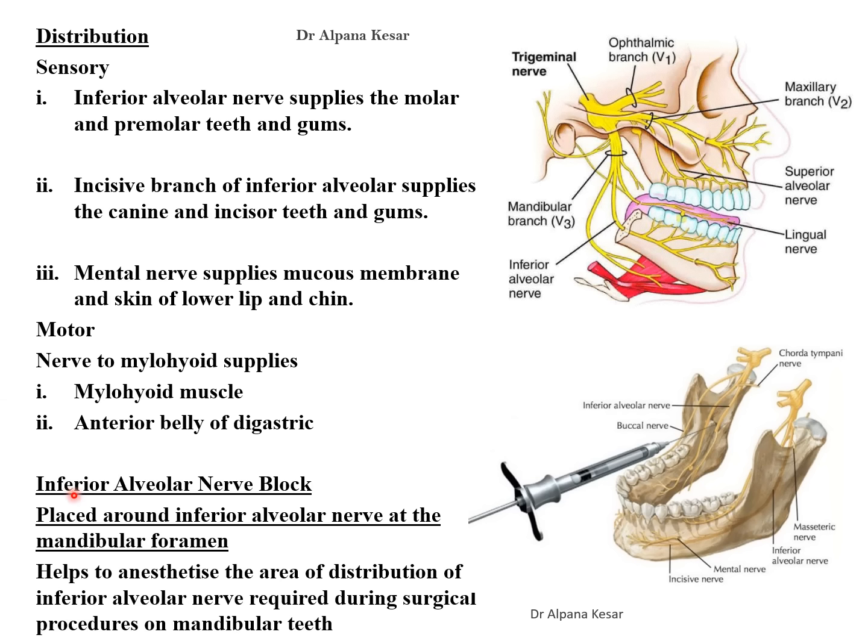Inferior alveolar nerve block. Inferior alveolar nerve block is used to block the inferior alveolar nerve. In this, anesthesia is deposited around the inferior alveolar nerve at the mandibular foramen. It helps to anesthetize the area of distribution of inferior alveolar nerve. This is required to perform surgical procedures on all the mandibular teeth and the surrounding gums.